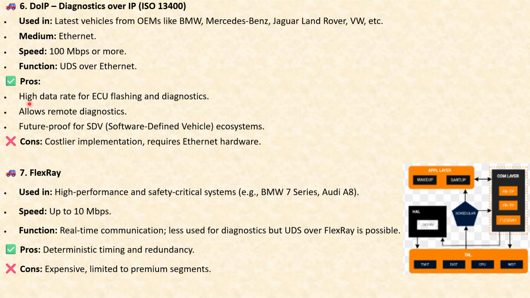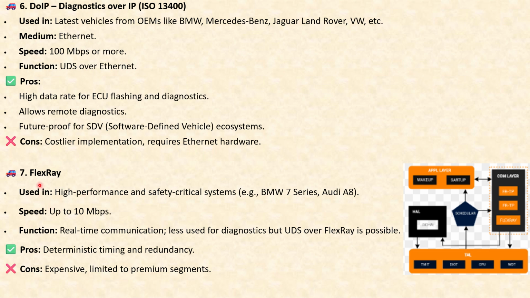And the pro, the biggest advantage, is high data rate. As you can see, speed is 100 Mbps. And the biggest functional advantage is high data rate for ECU flashing and diagnostics. It also allows for remote diagnostics and is future proof for SDV ecosystems. The biggest disadvantage is costlier implementation, and it requires Ethernet hardware. So again, this requires some specialized hardware, and implementing this specialized hardware is a slightly expensive affair.